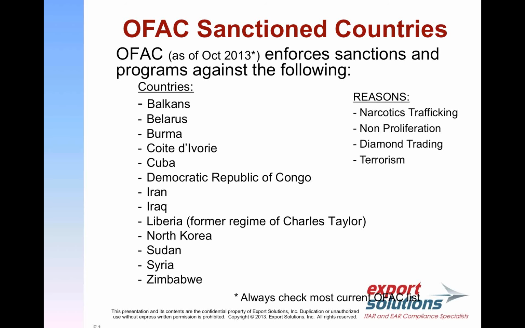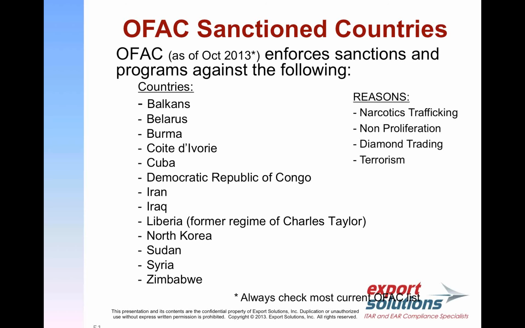If you look to the right, the reasons for this may be that these countries are involved in narcotics trafficking, non-proliferation concerns about nuclear weapons or chemical weapons or biological weapons, so-called blood diamond trading for many, many years until I guess they reformed themselves. South Africa was on this list for that reason. And then state-sponsored terrorism states. That's why Iran and some of these other countries are on the list, Sudan especially.